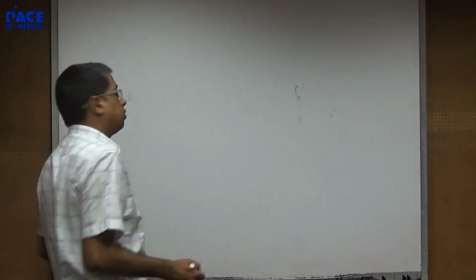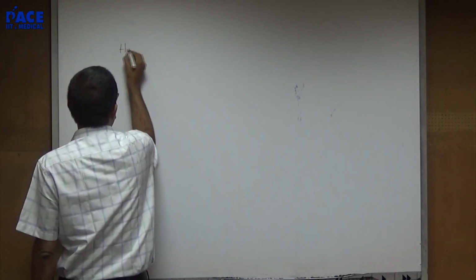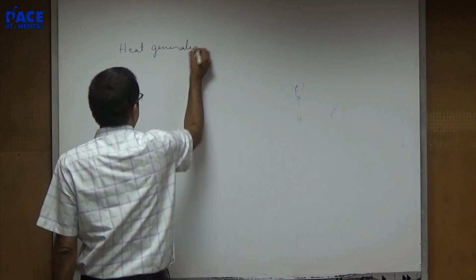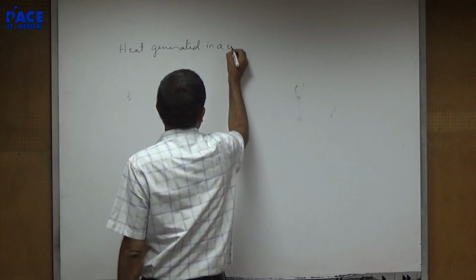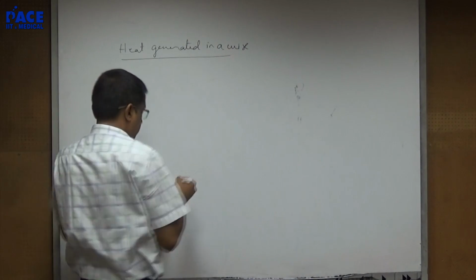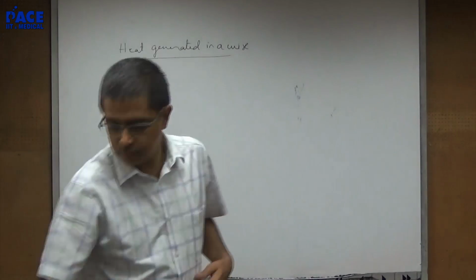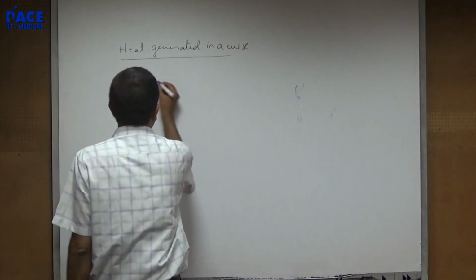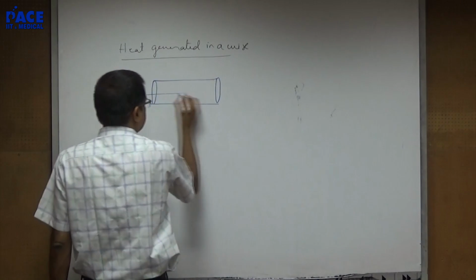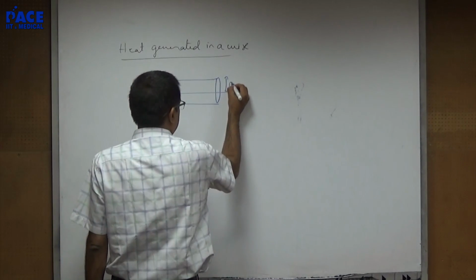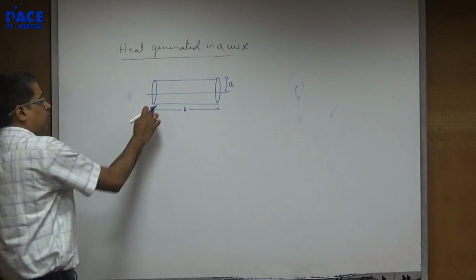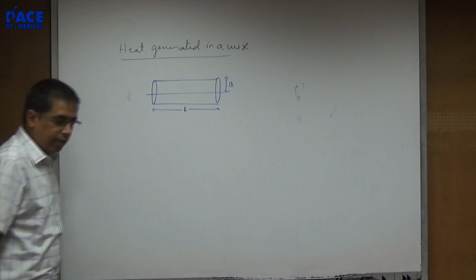Now, till now we have been studying heat generated in a wire of resistance R. You have taken a resistance of length L and radius A.